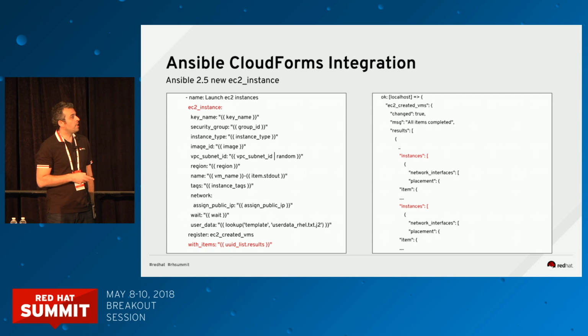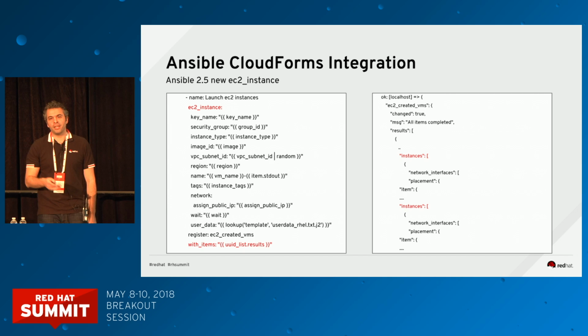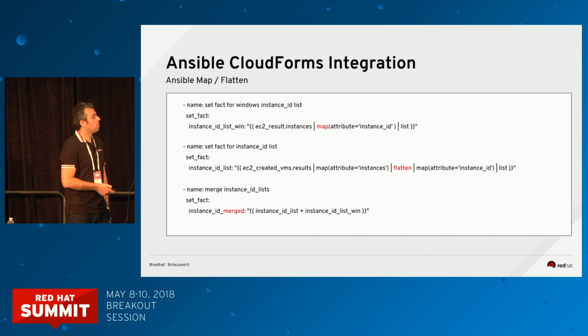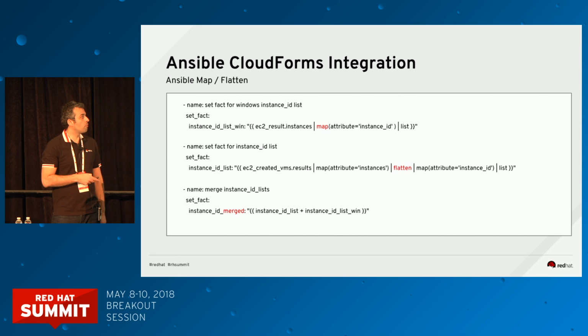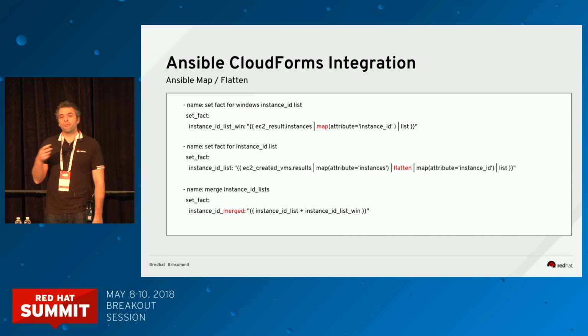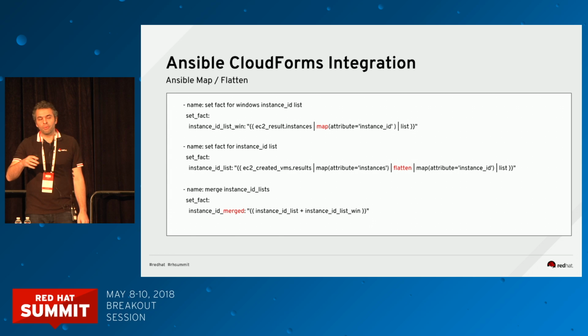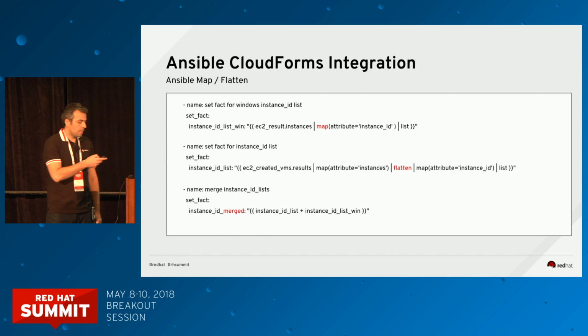The challenge, though, then is that you get a hash of hashes back. Right, so it's not a list where you can just say, I'm going to do with items and I'm going to iterate through the list, which is kind of challenging. But what you can do, and this is very nice, in Ansible 2.5, is you can make use now of the map functions, which basically look for the attribute which you have here. And if you have hashes of hashes which come back, there's a new function too, which is called flatten, which basically gives you a flat list back of that hash, which you then can use to iterate over those VMs which you just built.